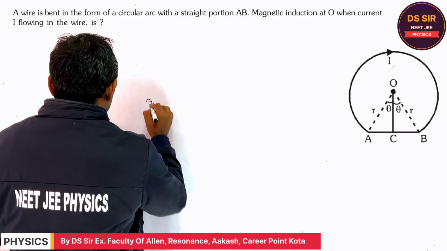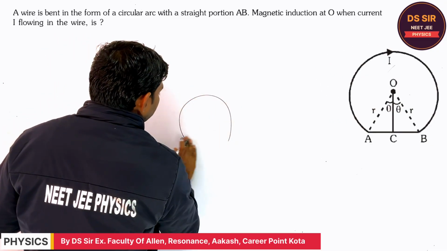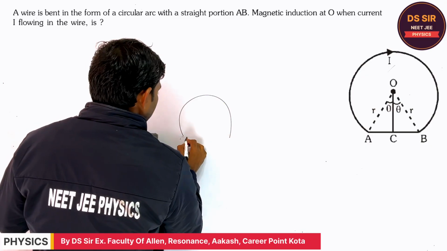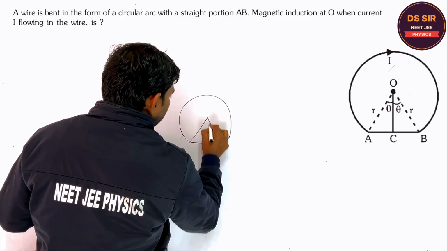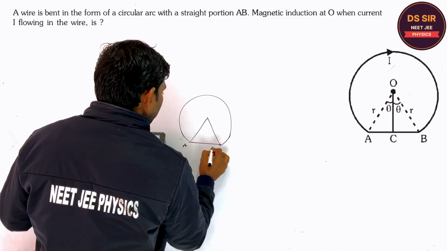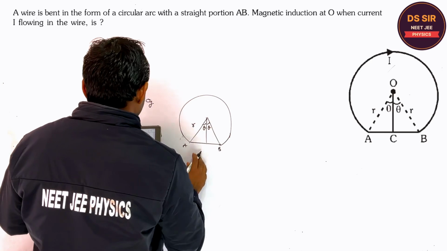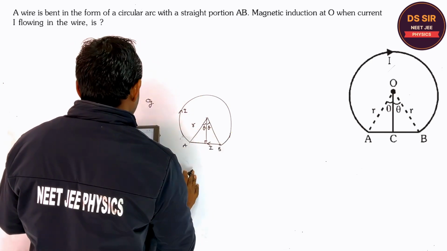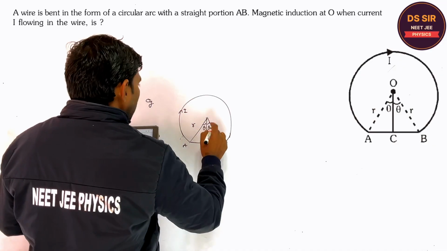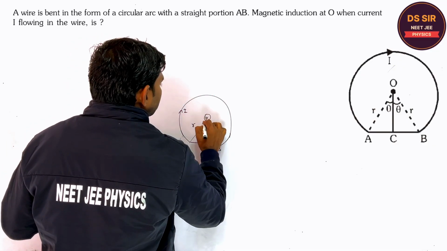In this question, a wire in the form of a circular arc. This is the wire in the form of a circular arc, right? Like this. And this is the straight wire AB. This is the radius R. This is the angle theta. This is the angle theta. This is the current I and this is current I. Is it clear or not, you tell? So you have to find the magnetic induction at point O. Fine.